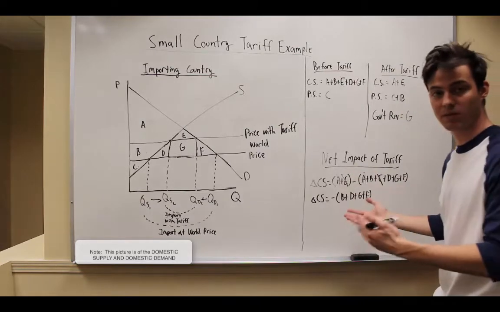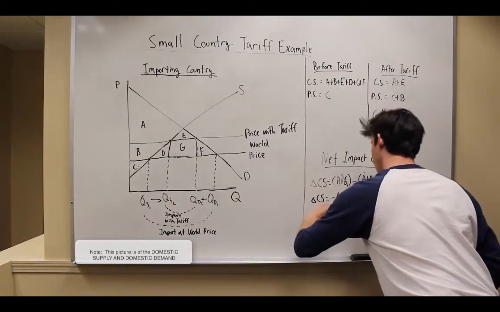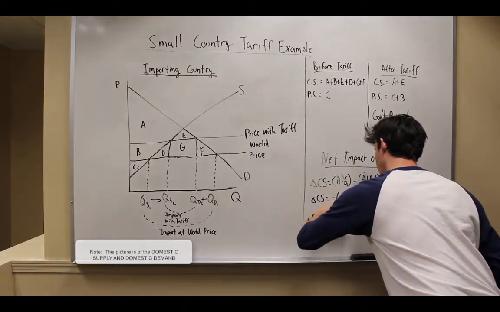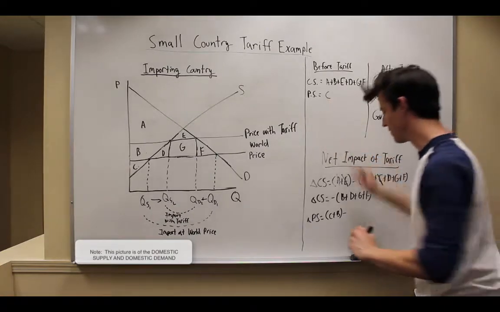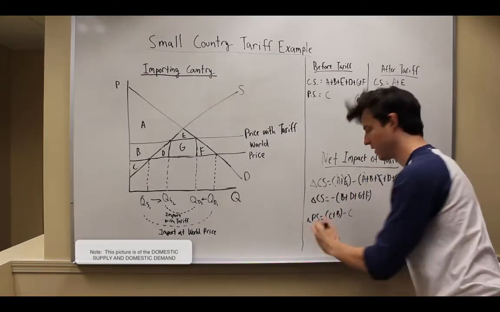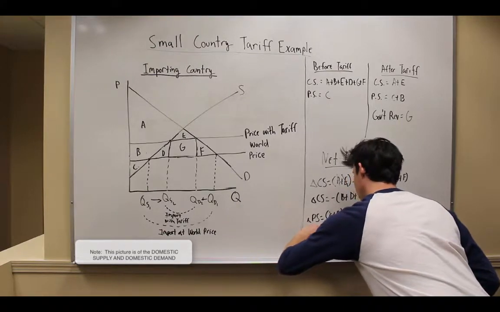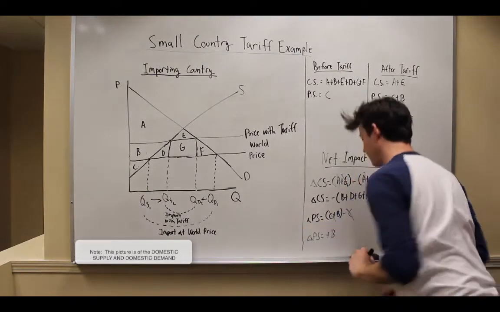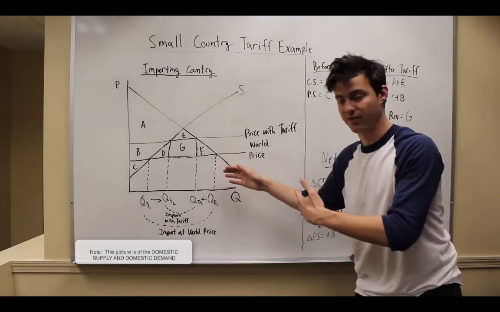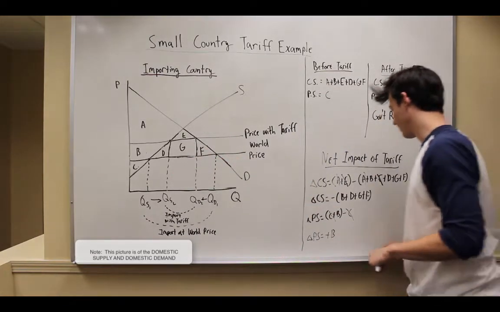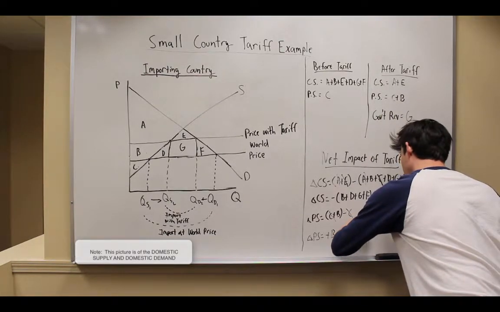So now we'll do the same thing but for producer surplus. So we have C plus B from our after tariff values. And we want to subtract out our initial values before the tariff, which is simply C. So our C's cancel, and our overall change in producer surplus is a gain of area B, because producers are gaining due to a new higher price after the tariff. Also, it's worth noting that we have a positive change in government revenue.